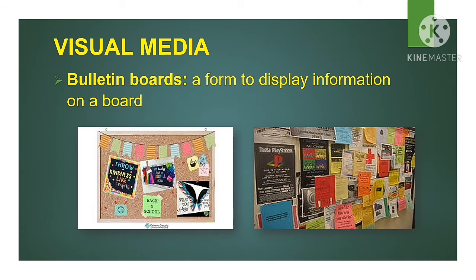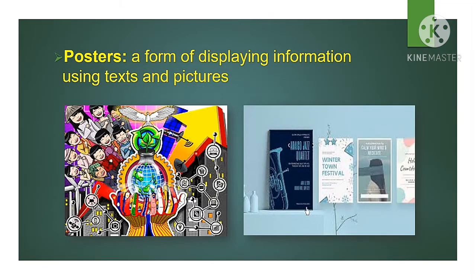Next is visual media, sources of information in any form of visual presentation. Examples: bulletin boards, a form to display information on a board. It helps in posting announcements where students can easily see them. It also displays students' work. Another example is posters, a form of displaying information using text and pictures. It helps students to be creative by freely creating their ideas and imagination of a certain topic.